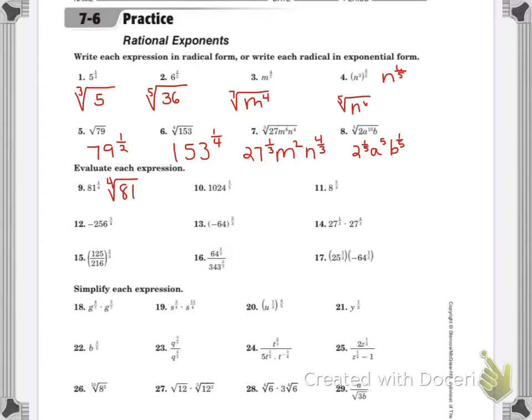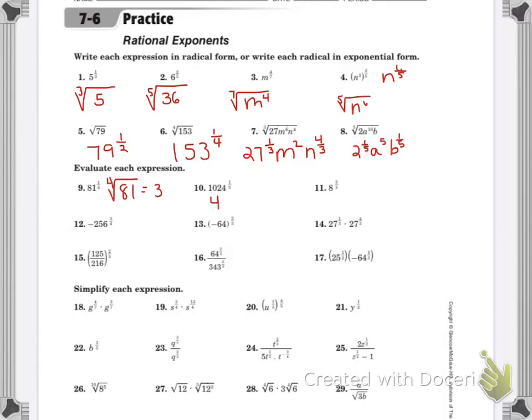So we're looking for a number that would go to the 4th power and give you 81, which does exist. It is 3, because 3 to the 4th is 81. The 4th root of 81 is 3. Likewise with 1024, the 5th root of that would be 4, because 4 to the 5th is 1024.